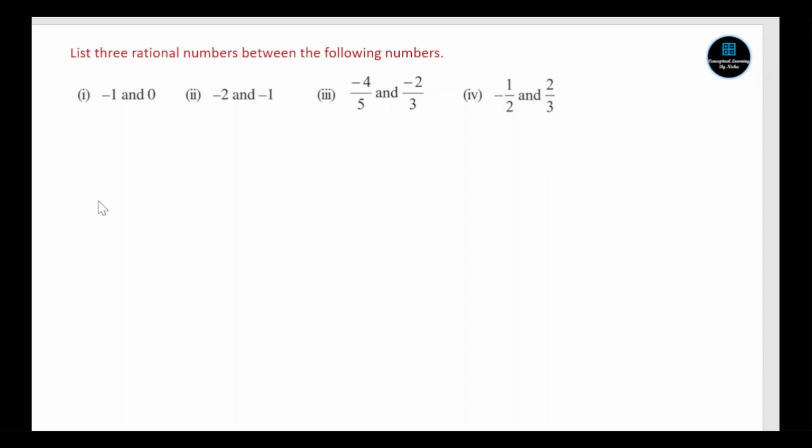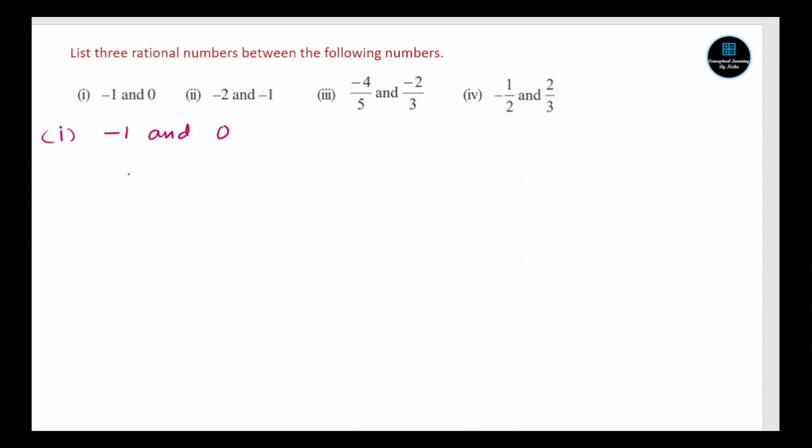Okay. Now we have to list three rational numbers between the given numbers. Alright, these are very important questions to understand. Okay. So now let's solve the first one. I have to insert three rational numbers between -1 and 0.